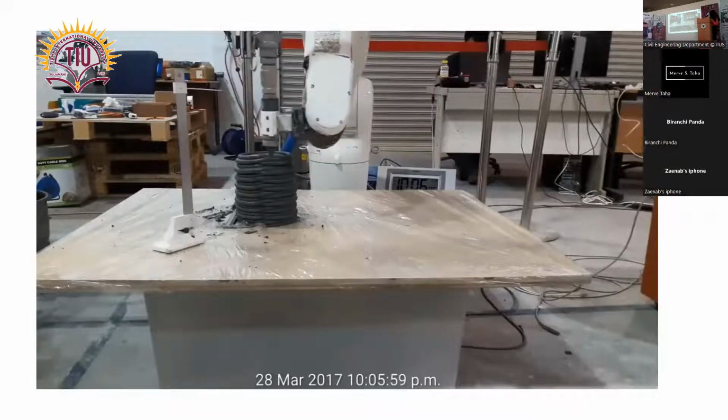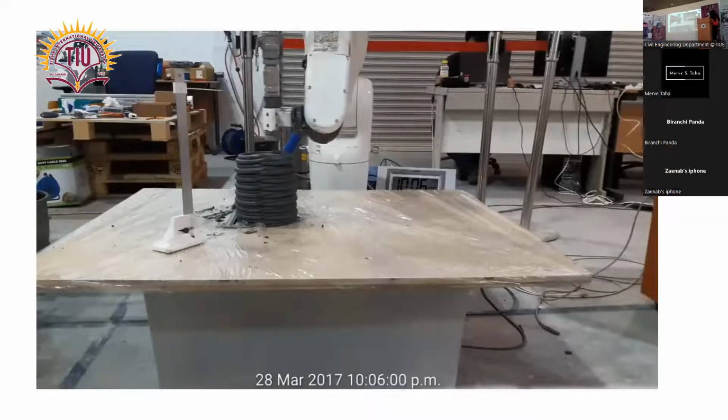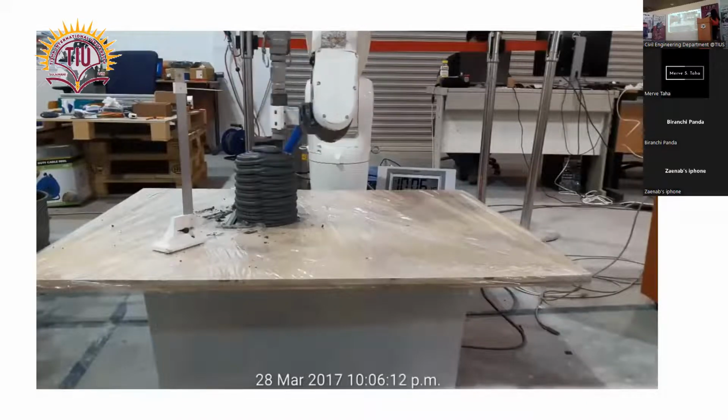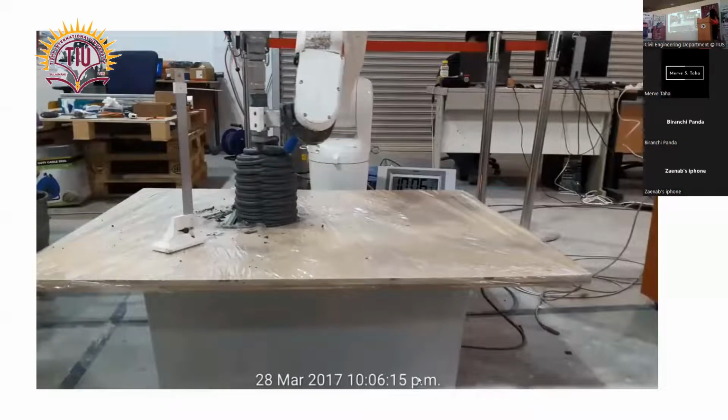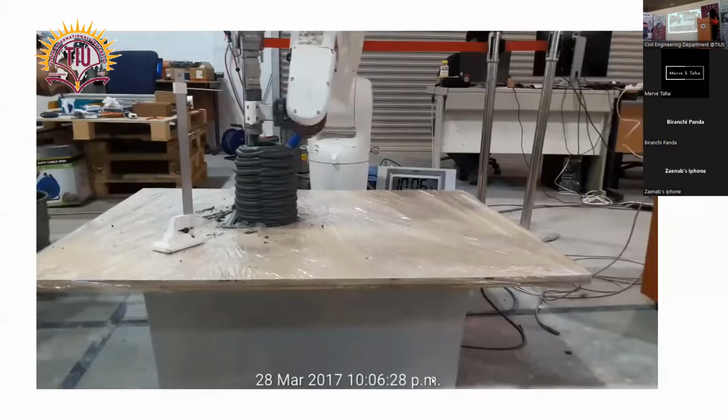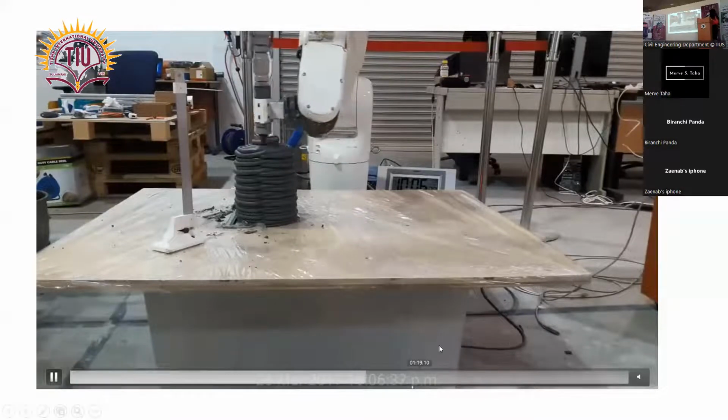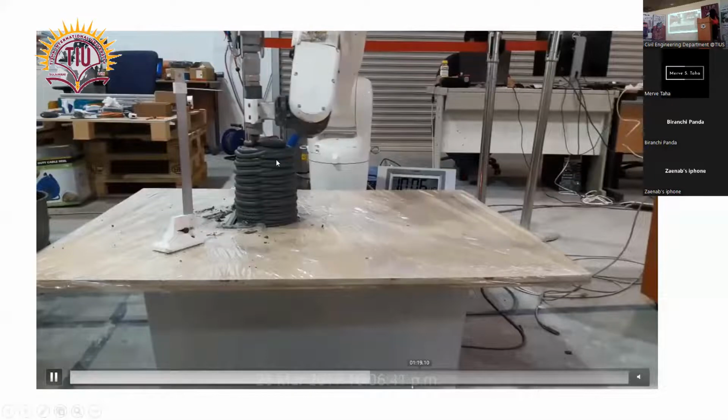I just wanted to show this video so that you can see that after printing this kind of layers, we are not having any deformation in the material. So anyway, I am moving to the next slide.